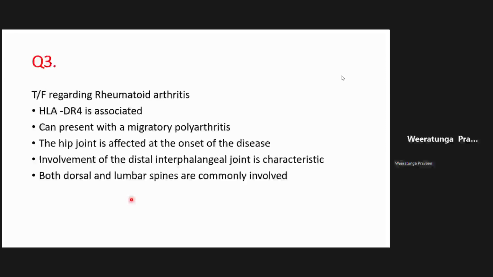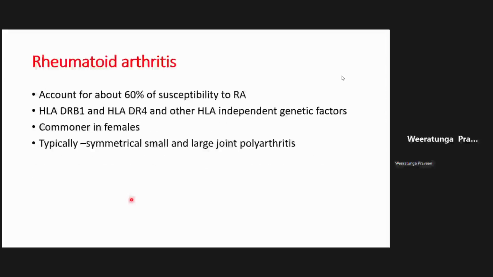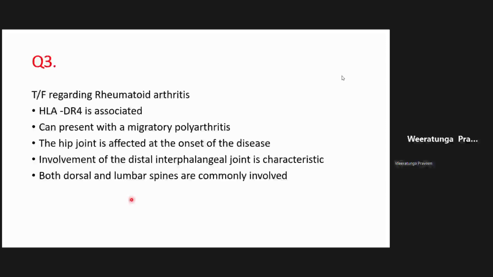Okay. True or false regarding rheumatoid arthritis: is HLA DR4 associated? It's true. Can present with a migratory polyarthritis. That is true. Sometimes we see that in the early stages of rheumatoid arthritis, you can get a migratory type pattern. That is well known in early rheumatoid arthritis.